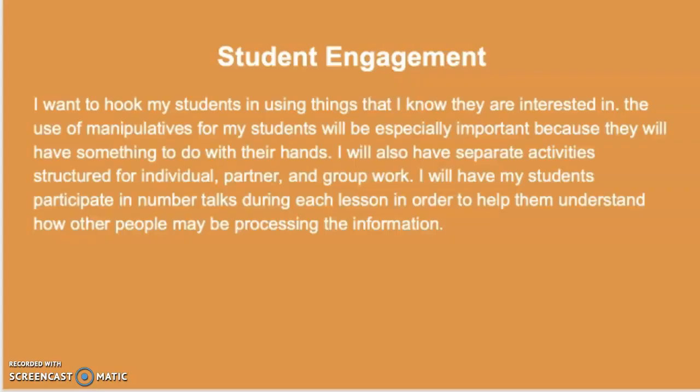I included my engagement strategies. I feel like these are really important, especially again with younger students, because they have a shorter attention span and they tend to drift off and not always listen to what's being said. I mentioned in here how important the use of manipulatives are, especially with younger students, because it gives them something to do with their hands.